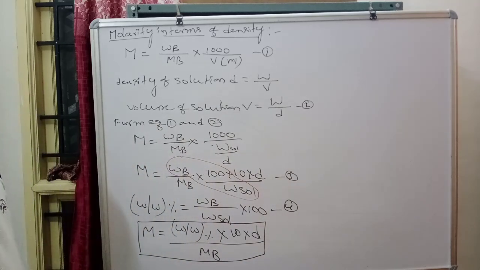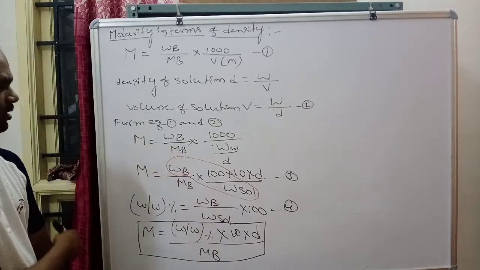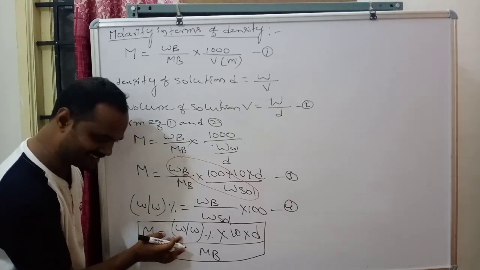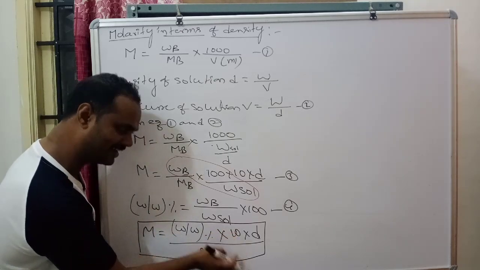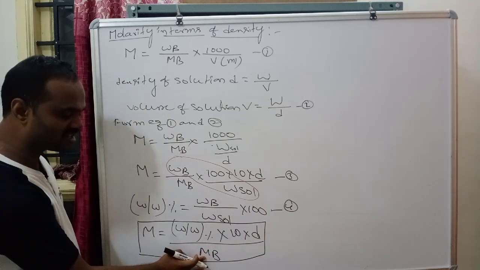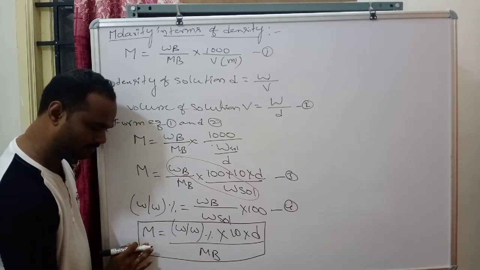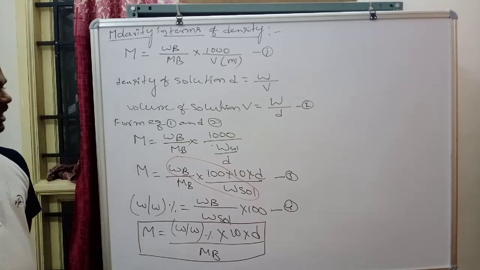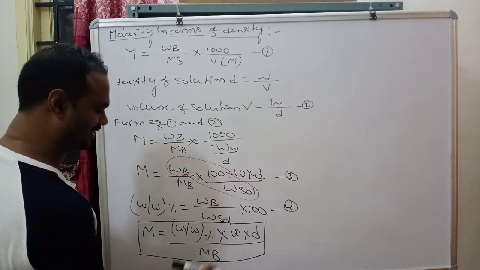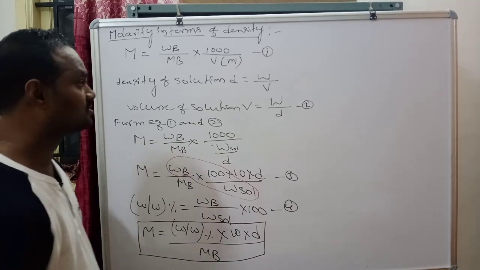If mass percentage is given, molarity is mass percentage into 10 into density of the solution by molar mass of solute. Remember, MB is molar mass of solute, and only capital M is molarity. Molarity equals mass percentage into 10 into D whole by molar mass of solute.